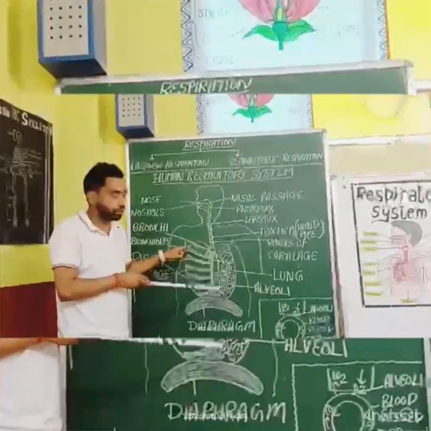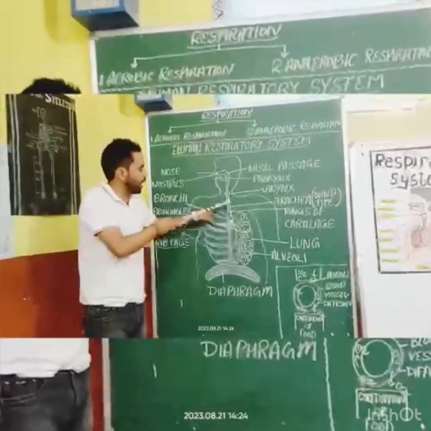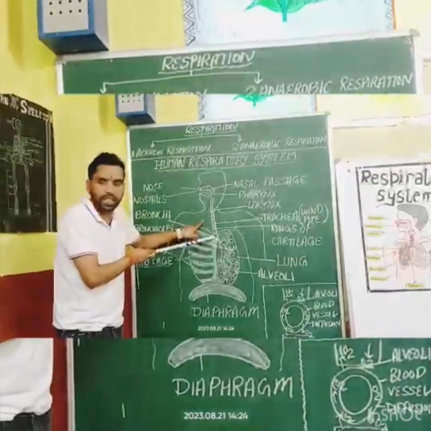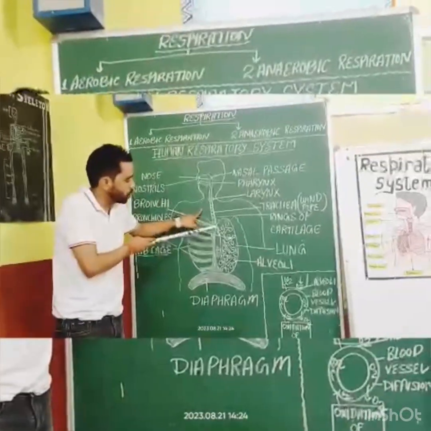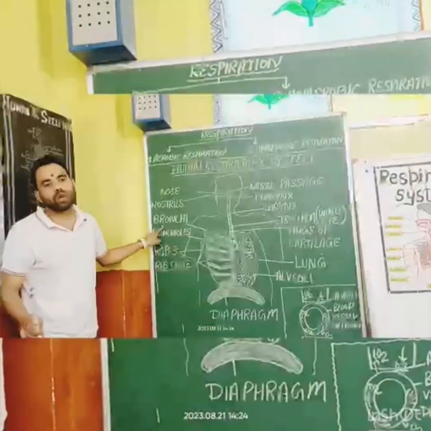Okay, after this one, after the windpipe, the air we inhale will enter our lungs through two branches. This trachea or windpipe will split into two main branches. These two branches we call the bronchi.